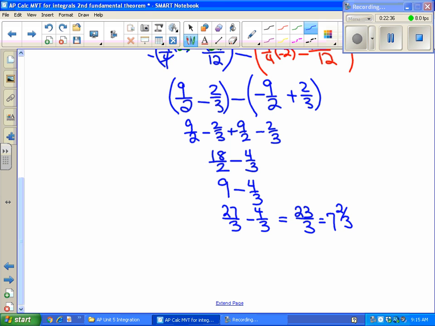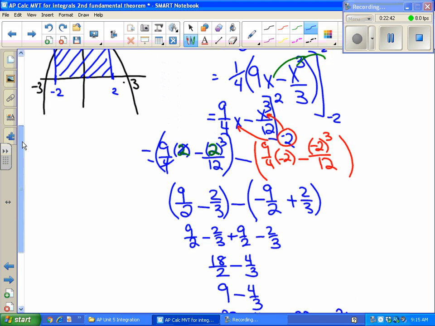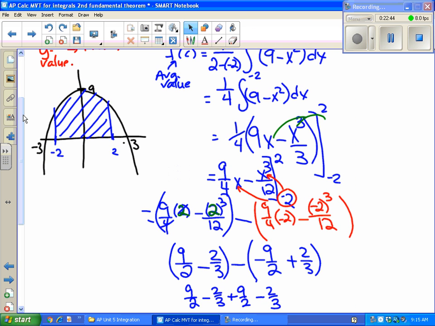So that predicts that if I go to 23/3, my average value would take me to 23/3. And remember, this one is as high as 9. So if I go somewhere in here to 23/3, that area right there would match the curved area. Everybody understand what we're doing here?